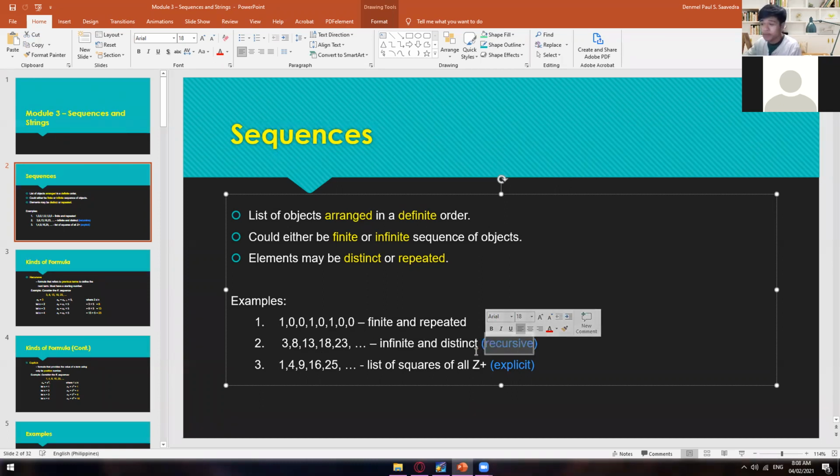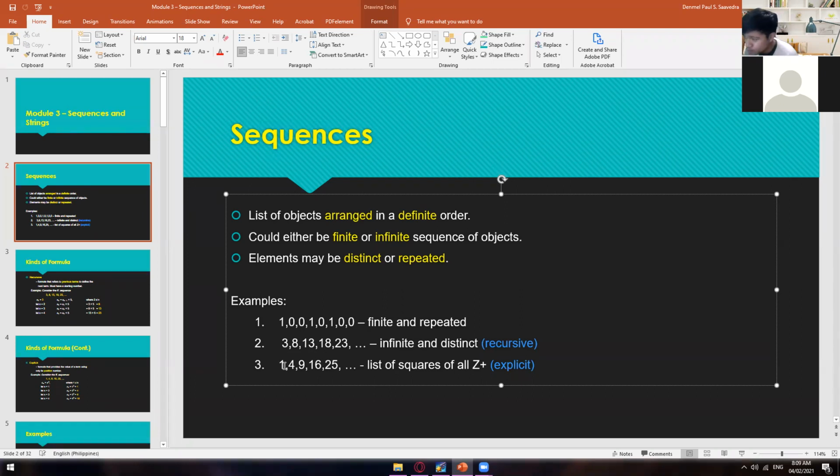All right. So when we say recursive, I'll make it short, the past terms are important for you to be able to get the next term. So what is the third term? You have to know the past two terms. What is the fourth term? You have to know the past three terms. From that, you will see the pattern and you will know how to get the next term.